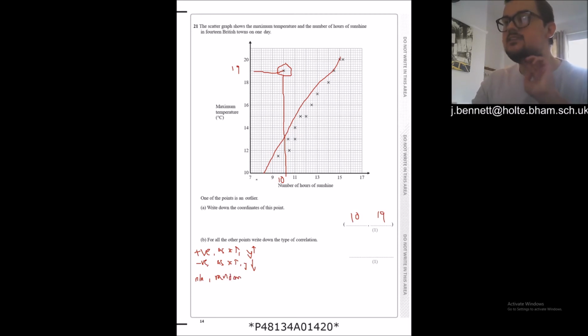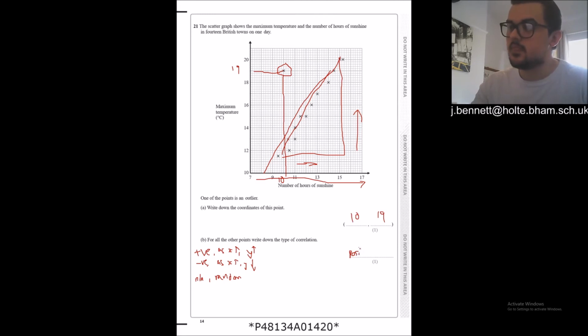Let's have a look. So as we go across, as these numbers become bigger, we're going up. See how these kind of follow that kind of direction? As the x gets bigger, the y also gets bigger. So we have a positive correlation, and that is that type of correlation, and that is that question answered. Let's go to the next one.